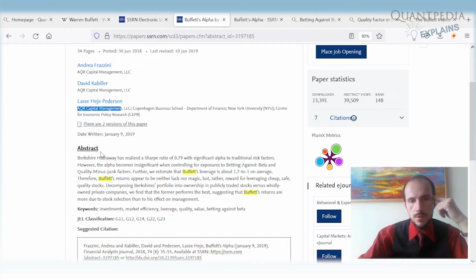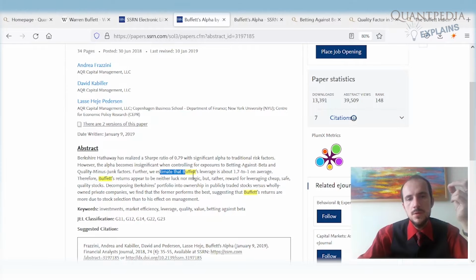They took the information about the Berkshire Hathaway portfolio. We can see that the Berkshire Hathaway portfolio, Warren Buffett's portfolio, has a Sharpe ratio of 0.79 and that it has significant alpha to traditional risk factors. But then they tried to check what the alpha is when they control for exposures to two specific factors. One factor is called betting against beta, and the second factor is called quality minus junk. The first factor is connected to low volatility and low risk stocks, and the second is connected to high quality stocks.